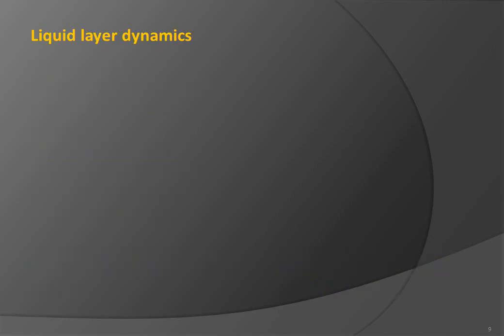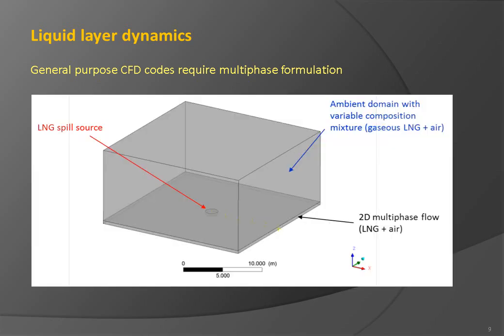For that purpose, a commercial CFD code, Flux, incorporates a shallow water-based model. When general-purpose CFD codes are used, for example Fluent or CFX, a multi-phase formulation is required. The figure shows such decomposition of the simulation domain for a simple test case. A thin 2D multi-phase domain that is occupied by LNG and air is placed below an ambient domain with a variable composition mixture of gaseous LNG and air.